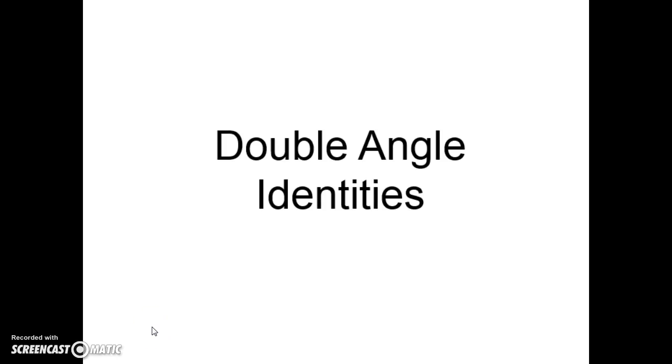We're going to move on and learn more identities. Here is our second set of identities. Besides just the Pythagorean identities and those reciprocal identities, we're going to talk about double angle identities today.